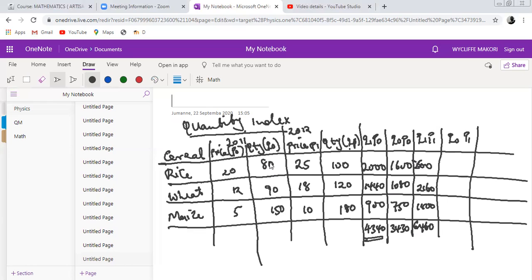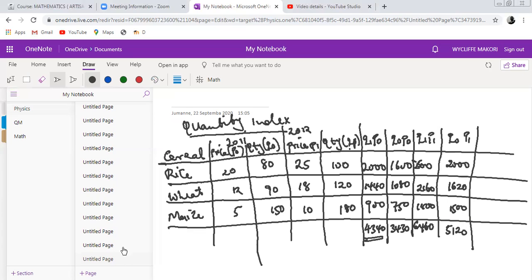The last one is Q0P1. Q0 is here, P1 is here. We shall be multiplying these two columns, where we shall have 2000 there. This one will give us 6120, and this one will give us 1500. If you total that, it gives you 5120.